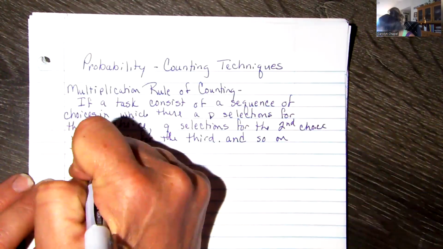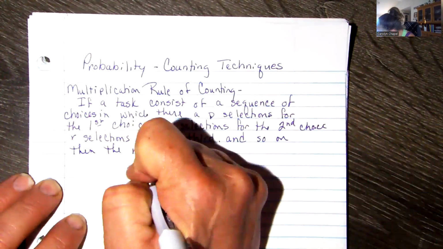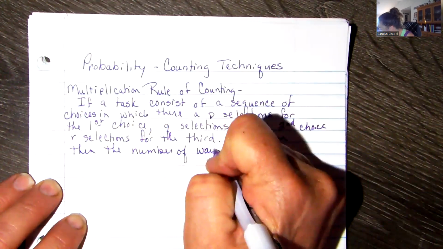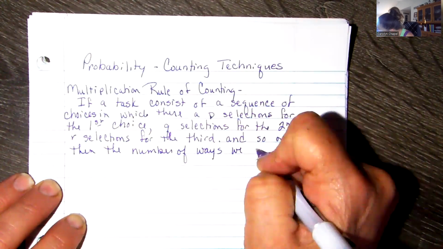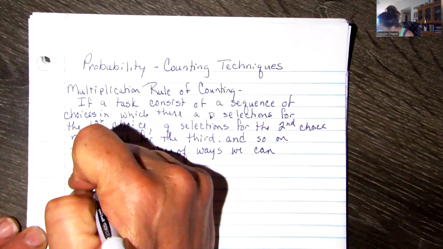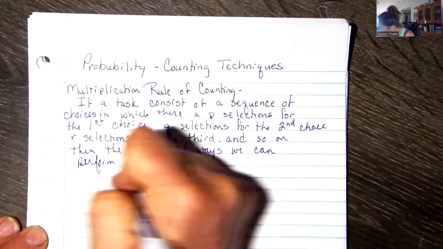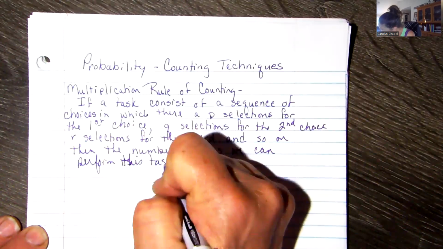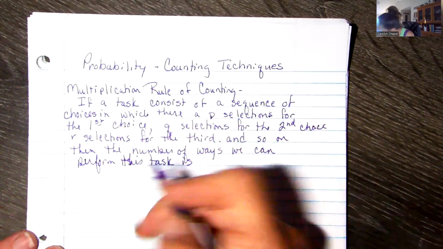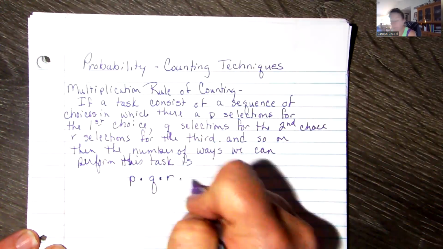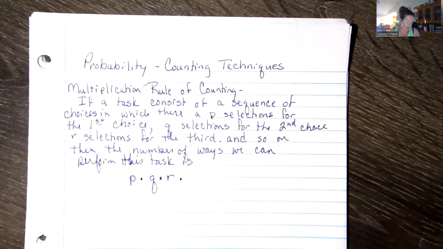Then it turns out the number of ways we can perform this task is your P times your Q times your R times whatever values you have until we get done.